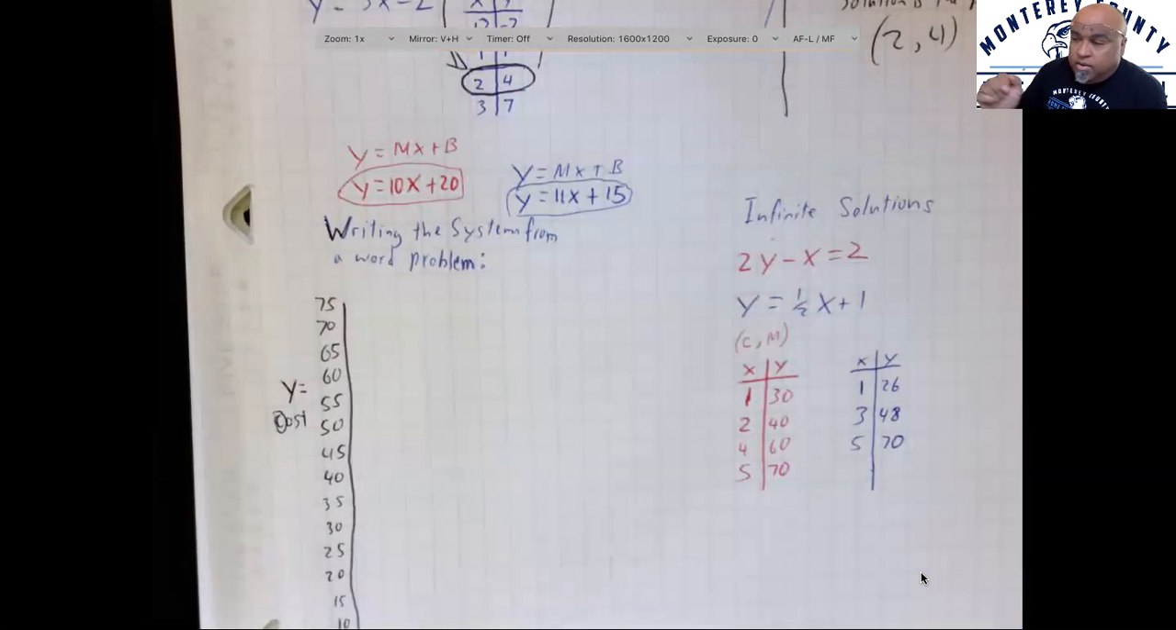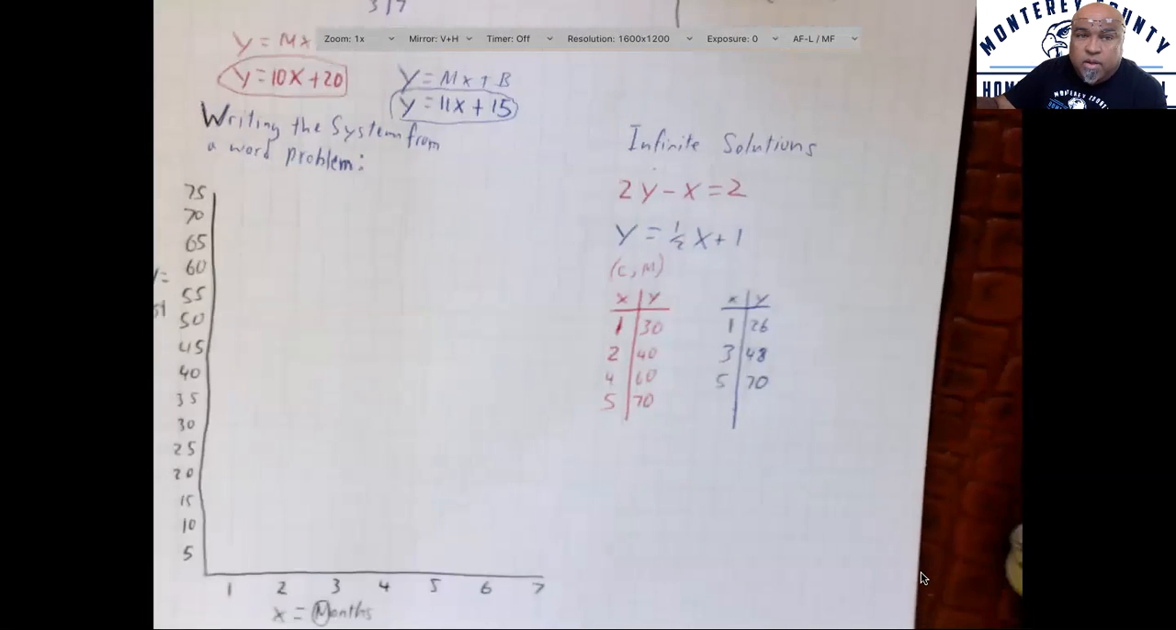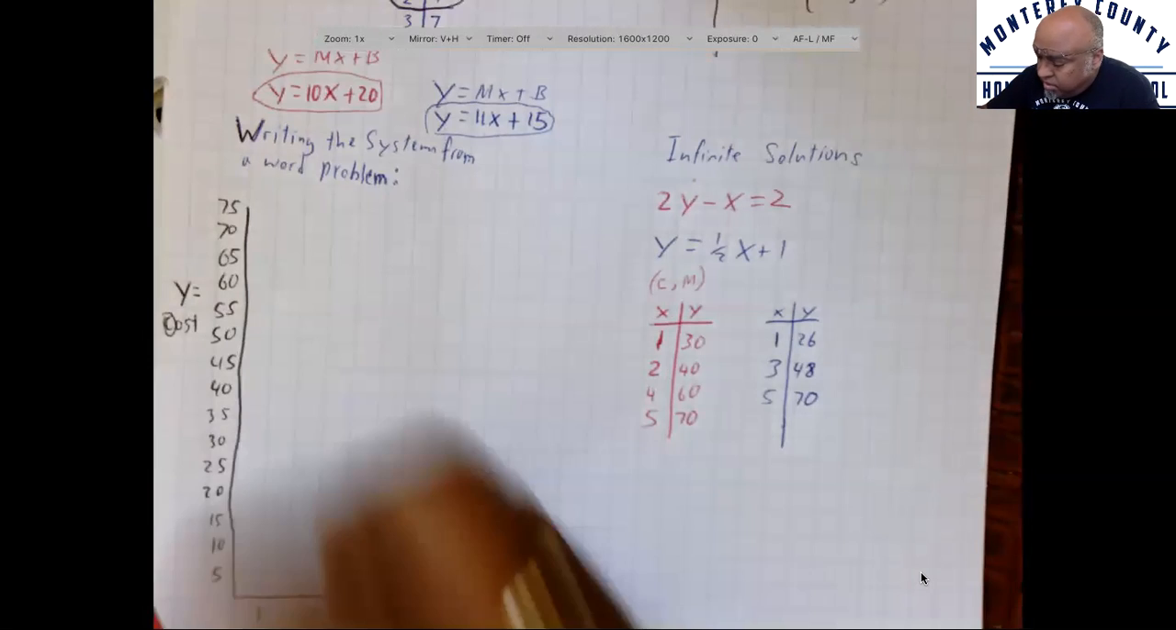Now, let's go ahead and chart this. All right, so looking at my first equation here, I have y is equal to 10x plus 20. So my starting point is plus 20.